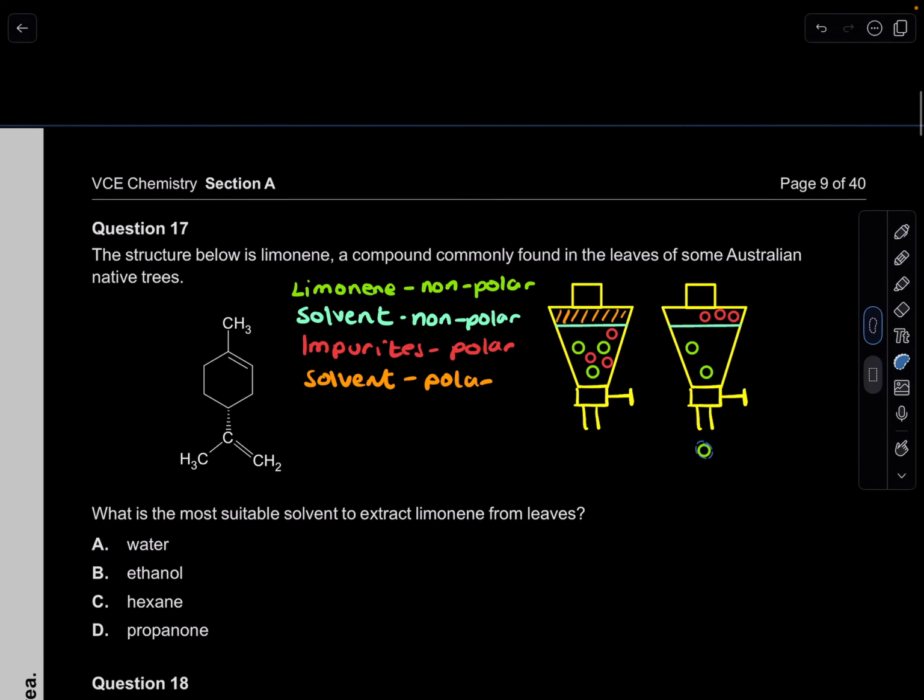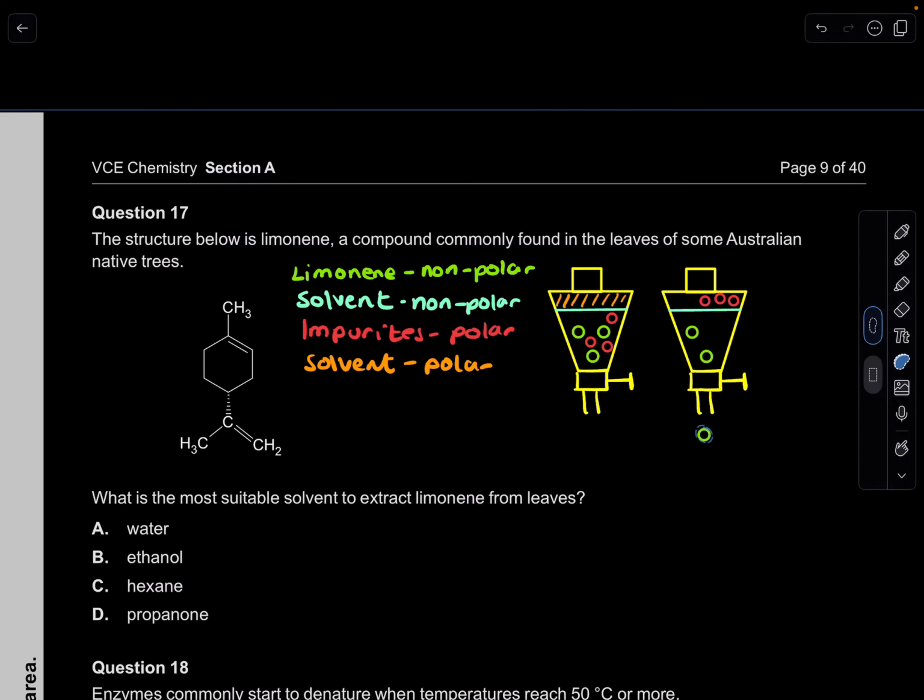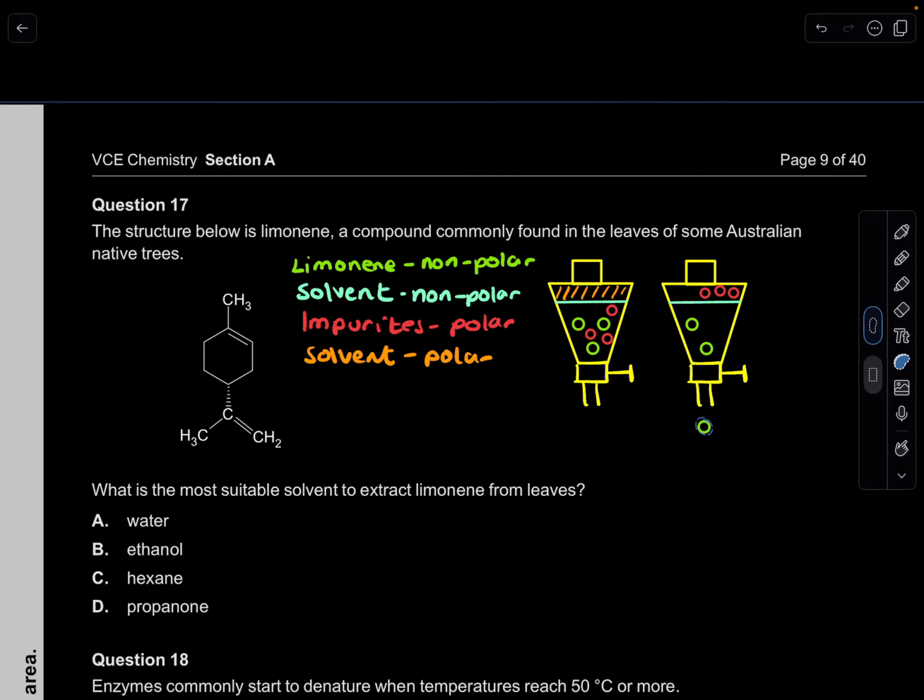So overall, what is the most suitable solvent to extract lignin from leaves? Easily, you use a solvent that is also what we want to extract. Remember, what we want to extract, we use the same polarity as it. So if we want to extract lignin, which is non-polar, we want to use a solvent that is also non-polar.